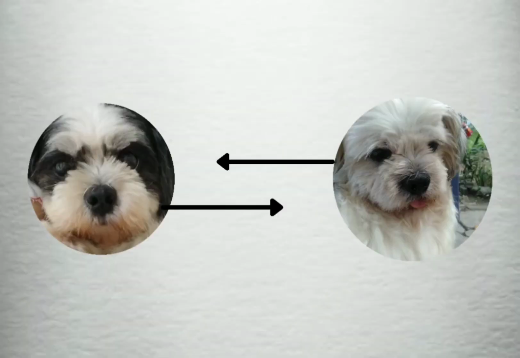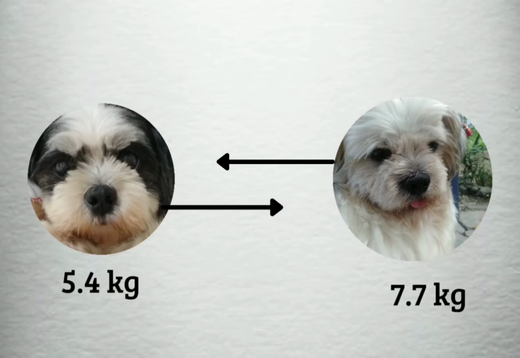Now, let's have an example. Suppose I want to determine the magnitude of gravity between our two dogs, Pupu and Mingkoy. Pupu weighs 5.4 kilograms while Mingkoy weighs 7.7 kilograms. The distance between them is 2 meters. Now, let's substitute them on the formula.